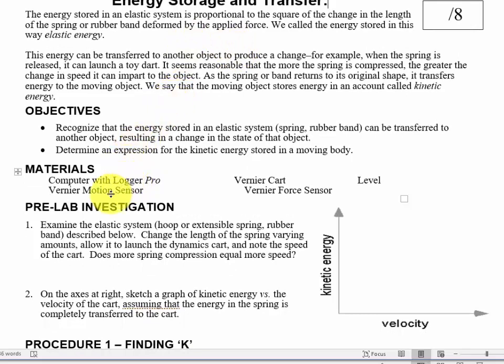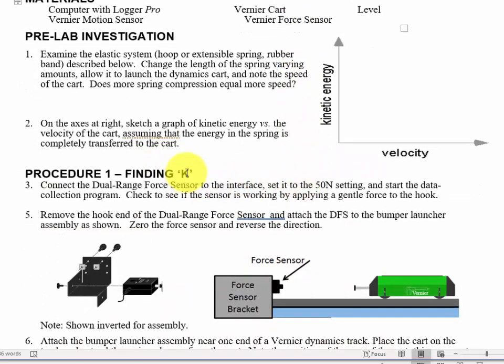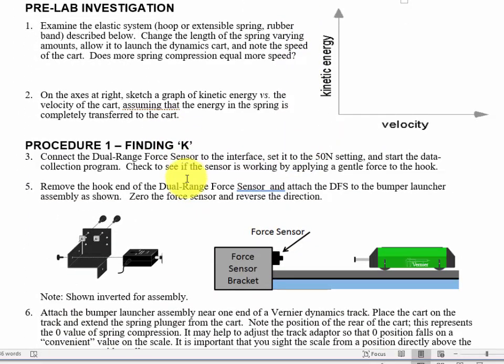First, here's what you need to do the lab. You need a computer with Logger Pro, you need a motion sensor, you need a cart, you need a level, and you need a force sensor. And if you're really good, you notice that I have changed this from the one that I printed out for you. Sorry about that. So first part you're going to do is you're going to calculate k.